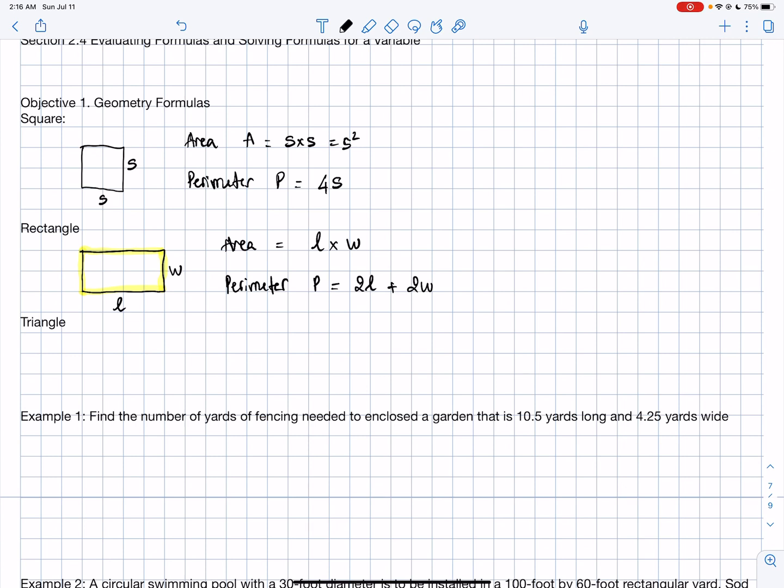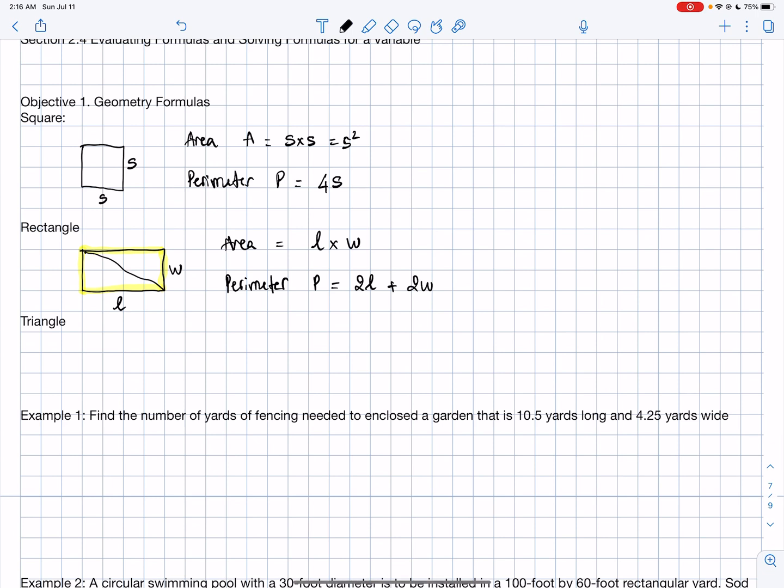A triangle is half of a rectangle. So if I cut the rectangle in half, I will get a triangle. A triangle is a shape that has 3 sides. So we call them A, B, and C. The perimeter is you go around the shape. So you go A, you go B, and you go C. So that means you do A plus B plus C.